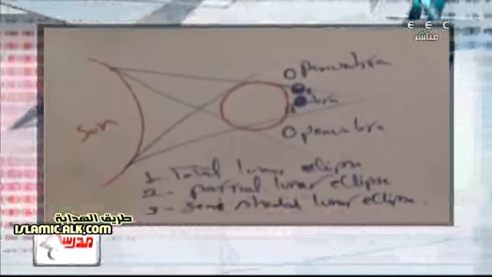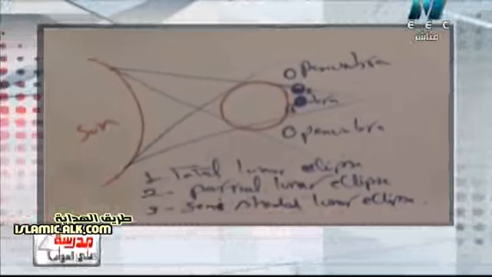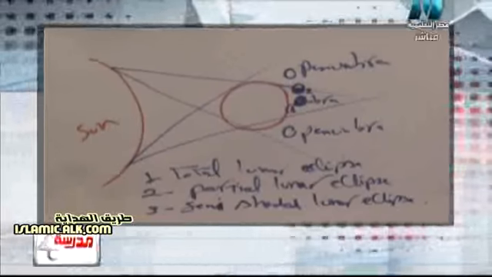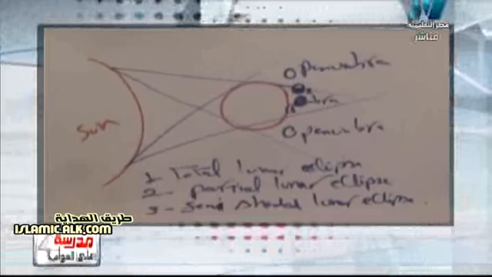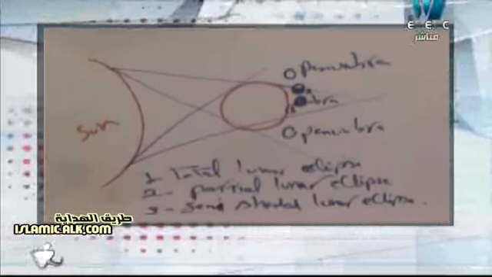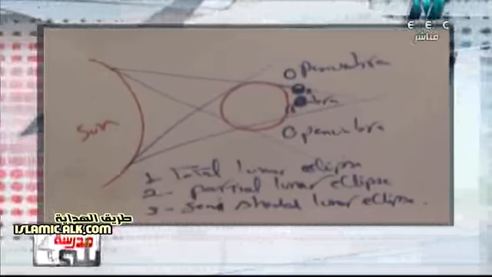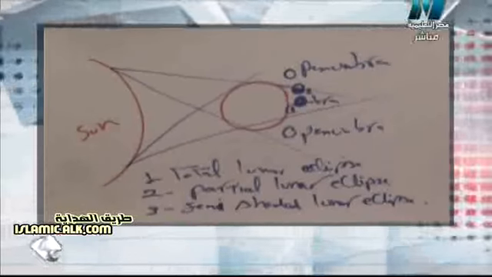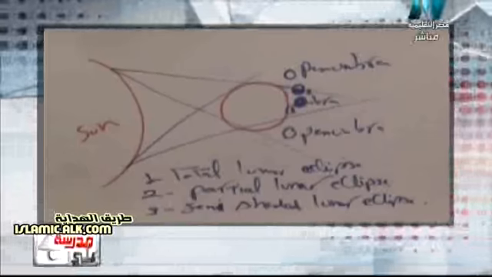If a part of the moon is in the umbra and another part in the penumbra, it will cause a partial lunar eclipse. If all the moon is in the area of penumbra, it will cause a semi-shaded lunar eclipse, where we can see the moon as if without eclipse, but its light will be a bit dimmer, so we call it a semi-shaded lunar eclipse.